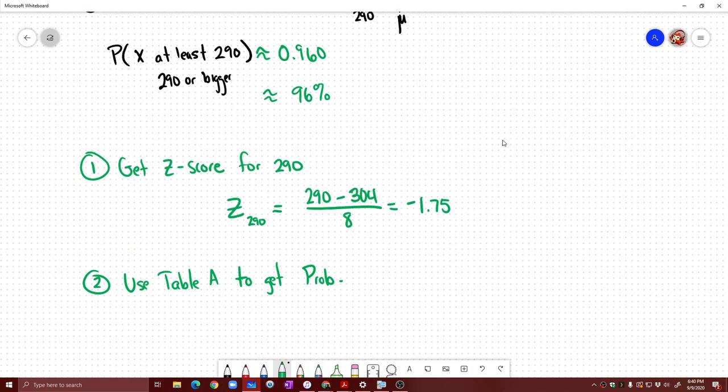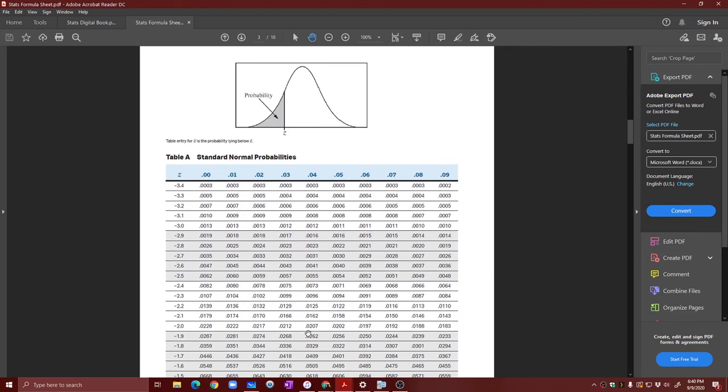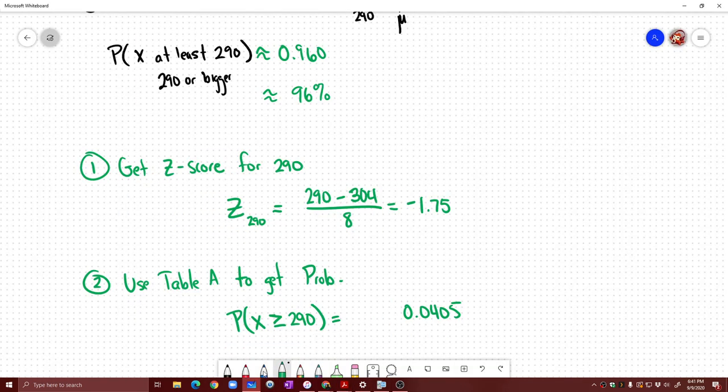So I went to my table, and I know it was 0.0405 according to our formula sheet. Again, I'm just going to double check that I got the right number. No, sorry, it was 0.0401.